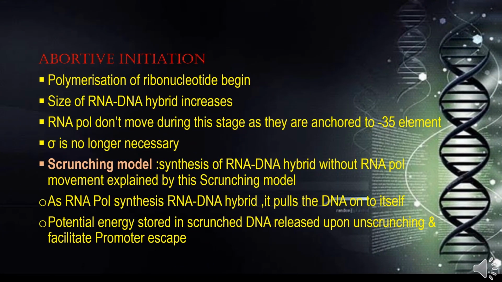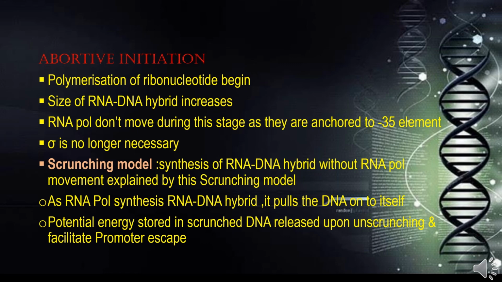Then comes the third step, that is abortive initiation. In this stage, the polymerization of ribonucleotides begins. That is, the first ribonucleotide is added at the start site, then RNA synthesis follows. The size of the RNA-DNA hybrid increases. The RNA polymerase does not move during this stage, as it is anchored to the -35 element. The synthesis of the RNA-DNA hybrid without RNA polymerase movement is explained by the scrunching model.